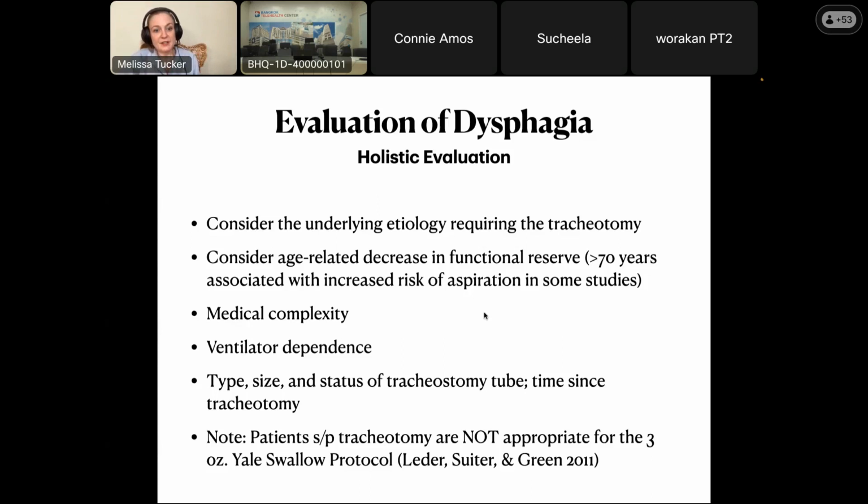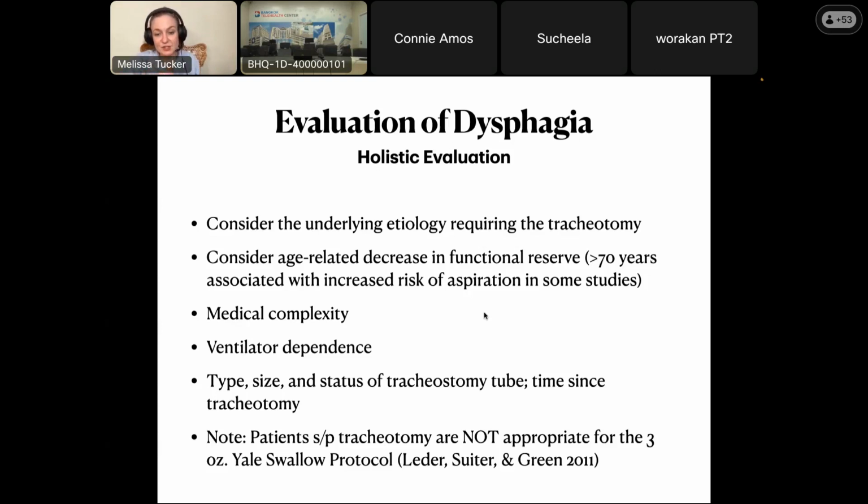And we want to look at the type, size, and the status of that tracheostomy tube. So is it a number 6? Is it a number 8? Is it cuffed, cuffless, fenestrated? Have they already been downsized to a small number 4 metal trach? And we want to look at the time since the tracheotomy was done. Typically at my facility that I recently left, the physicians who perform tracheostomies like to wait about 24 hours before considering a dysphagia evaluation, just to give the patient time to heal in the immediate area of the tracheotomy procedure.